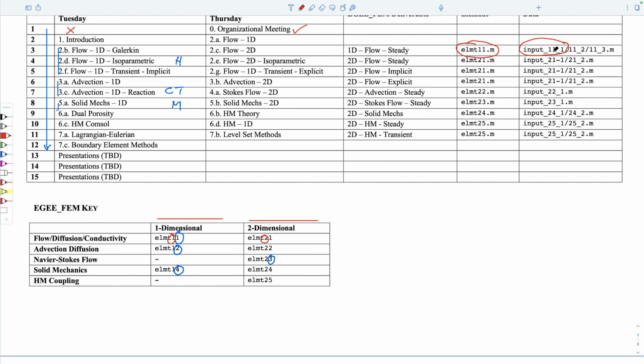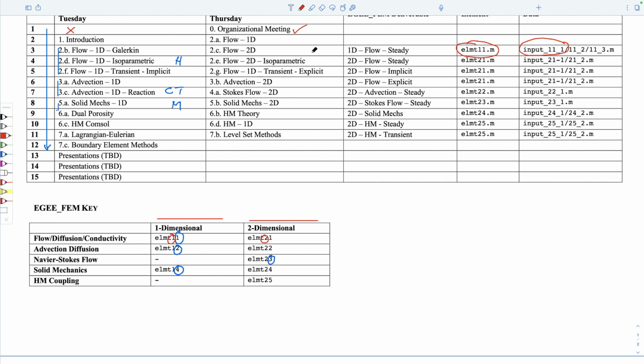So element 1, the one-dimensional element for flow, is this 1, 1. Problem number 1. One-dimensional element for flow, problem number 2, problem number 3, etc. Just there for your convenience. You can use them as you wish.